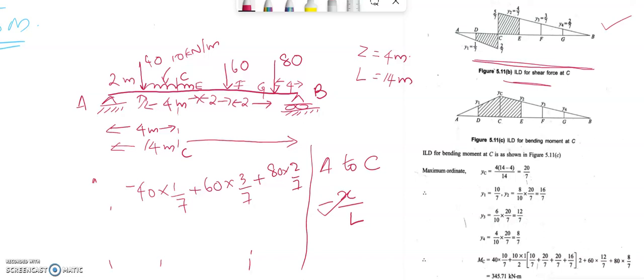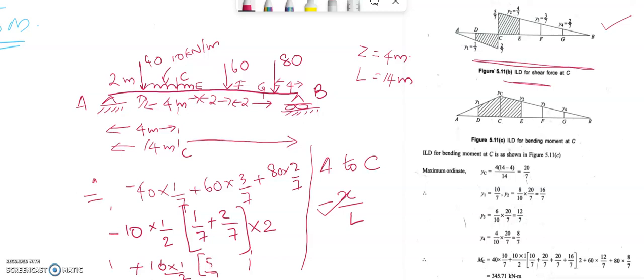Clear? Now you can see that our beam also carries a UDL of 10 kilonewton per meter. So for the UDL, just see this shaded area. In the influence line diagram for UDL, you should take the load multiplied by the area which is under the influence line diagram. That is why it is shaded over here. So you will get it as minus 10 into the area of the trapezium, 1 by 2 into 1 by 7 plus 2 by 7, multiplied by 2. Okay. And then you have the other positive portion, that is 10 into 1 by 2 into 5 by 7 plus 4 by 7 into 2.